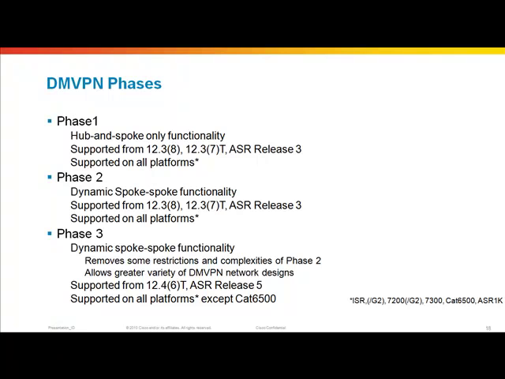Phase 3 is basically the same functionality as phase 2, dynamic spoke-to-spoke tunnels. We do it in a different manner. But because we do it in a different manner, we're able to remove most of the restrictions and complexities of phase 2. Easier setup, you have fewer restrictions. We can have multi-layer hub and spoke or hierarchical hub and spoke setups. A whole bunch of other stuff opened up because we went to phase 3 and gave us a lot more flexibility in designing the DMVPN network.